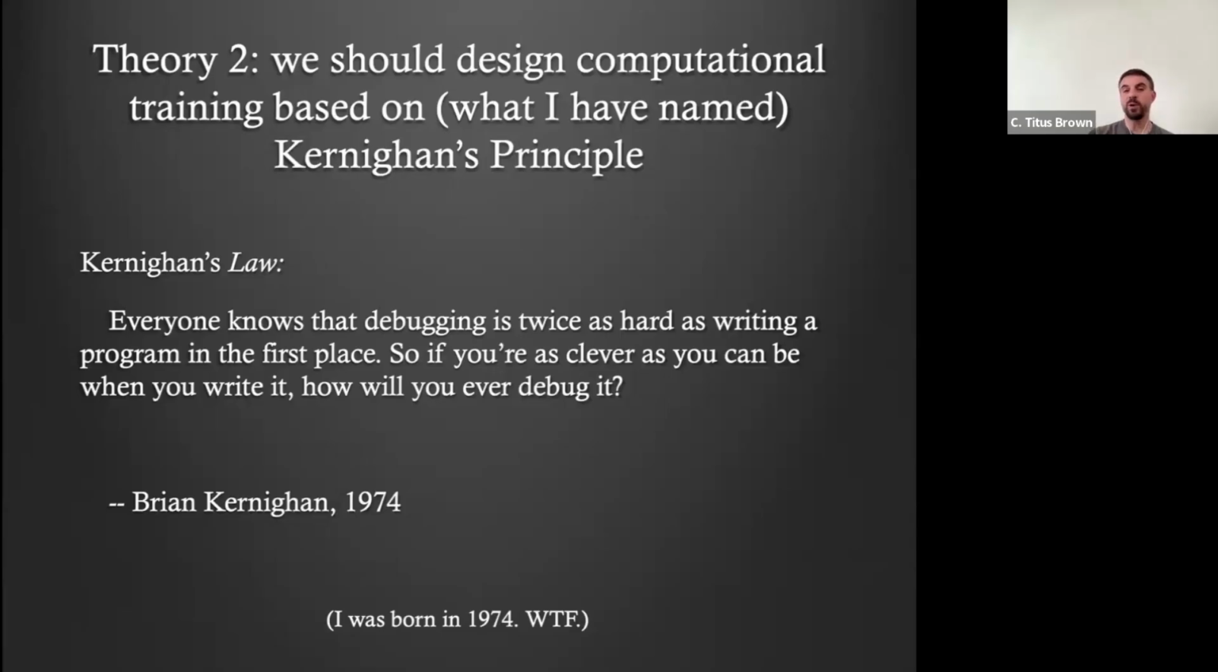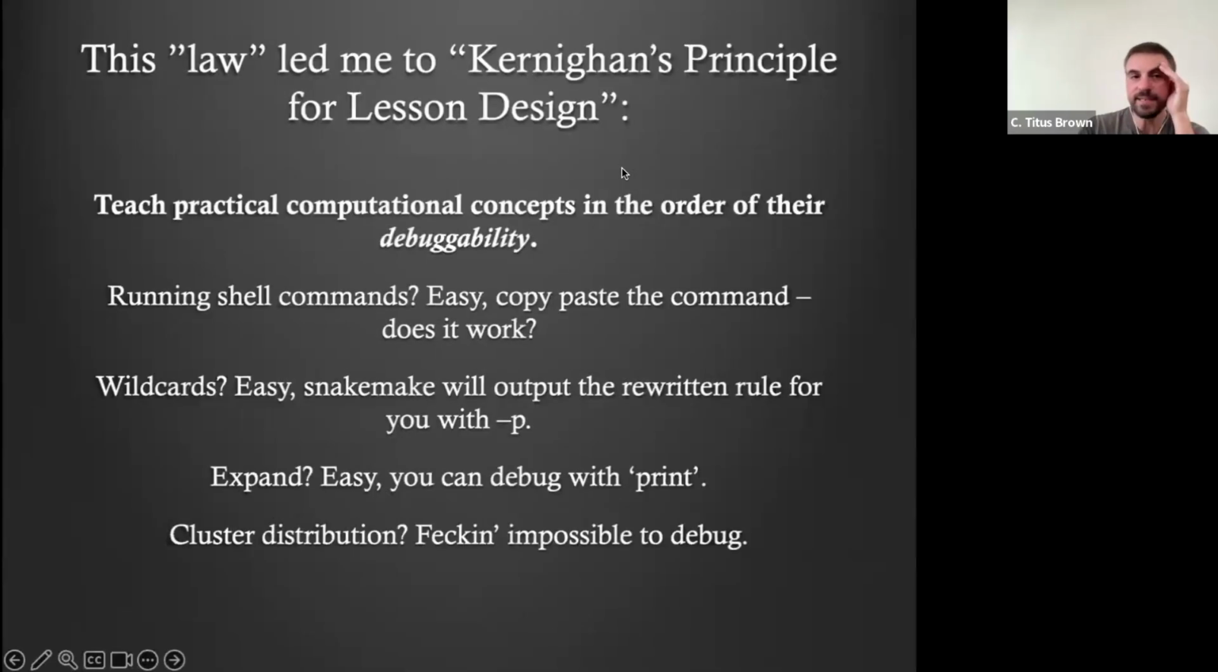Everyone knows that debugging is twice as hard as writing a program in the first place. So if you're as clever as you can be when you write it, how will you ever debug it? And I'm guessing any of you that have written clever scripts or programs have run smack headfirst into this. I try to write code that's as dumb as possible because that way I have a chance in heck of debugging it. So Kernighan's principle for lesson design is that we should teach practical computational concepts in the order of their debuggability. If it's easy to debug, teach the concept early on. If it's hard to debug, wait, because then they're going to spend most of their time debugging failed attempts to write code that does it.